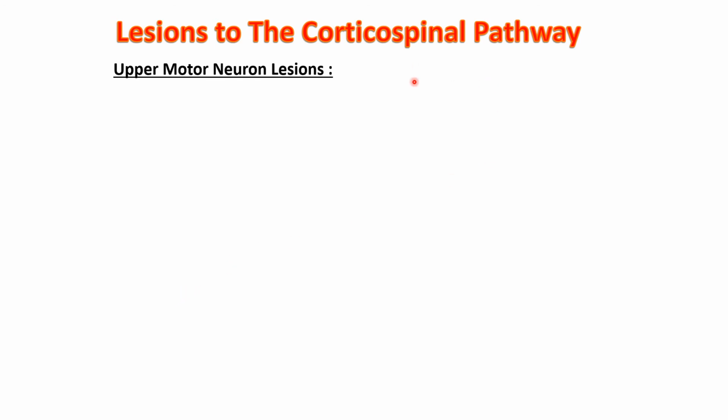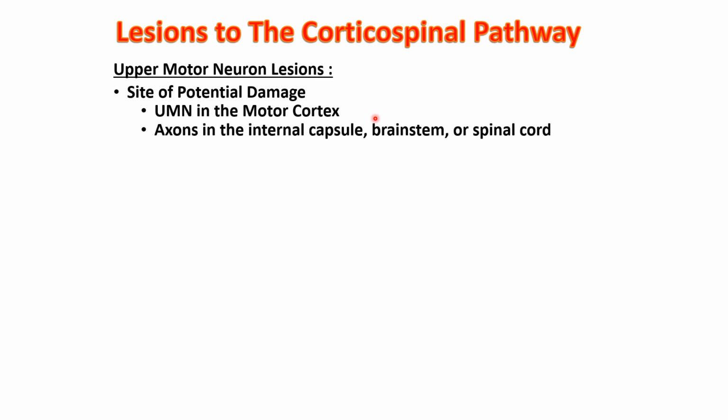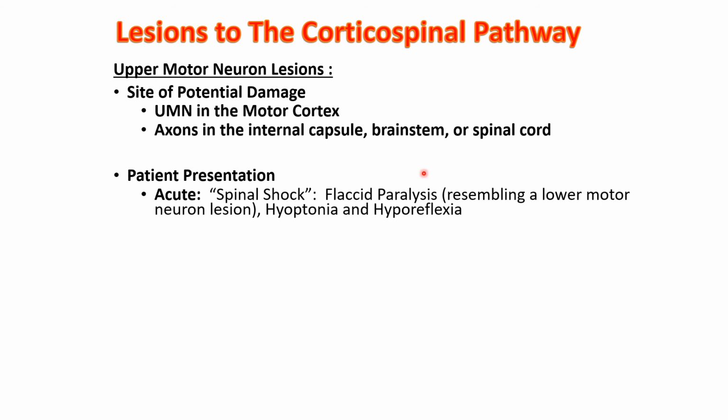Lesions to the corticospinal pathway at the upper motor neuron site, either in the motor cortex, in the internal capsule, the brainstem, or the spinal cord, all of those can produce upper motor neuron lesions. The patient would present acutely with spinal shock, with flaccid paralysis, hypotonia, and hyporeflexia.